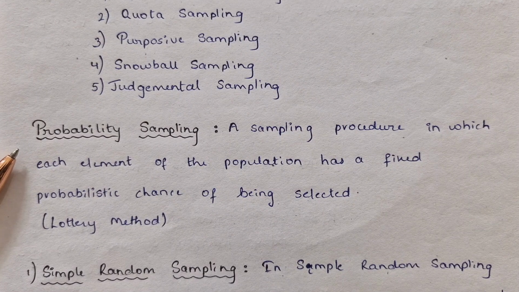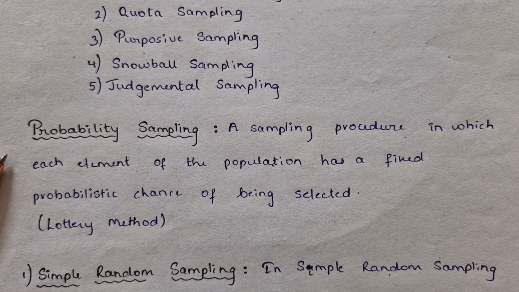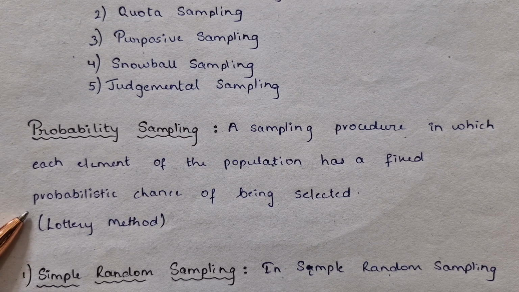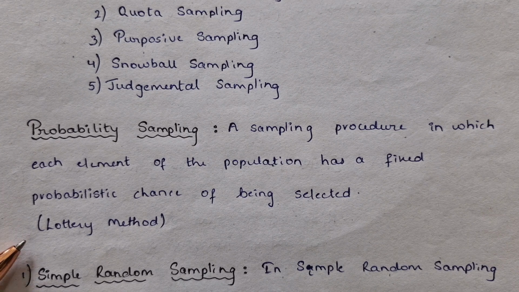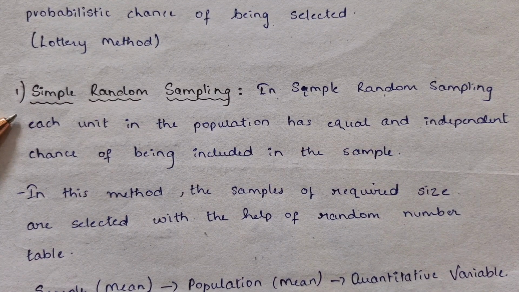Let's see the first one, which is probability sampling. It is a sampling procedure in which each element of the population has a fixed probabilistic chance of being selected. For example, the lottery method. The first one is simple random sampling.